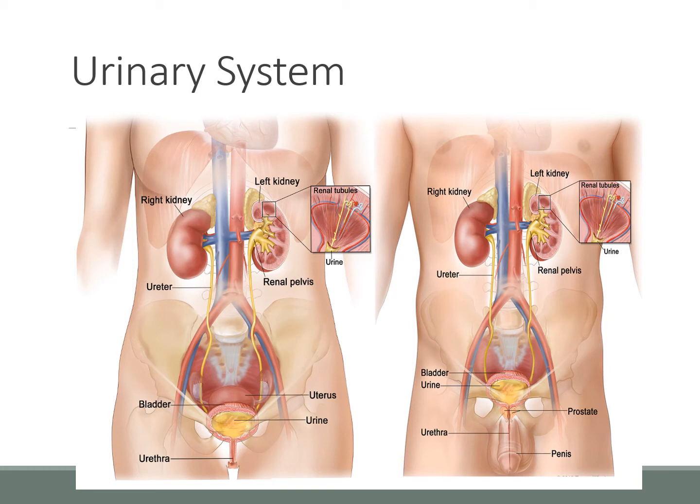I want you to think of the urinary tract as 2 separate urinary tracts. We have the upper and the lower. The lower UTIs, or urinary tract infections, are defined as cystitis, urethritis, and prostatitis. The upper UTIs are just pyelonephritis.